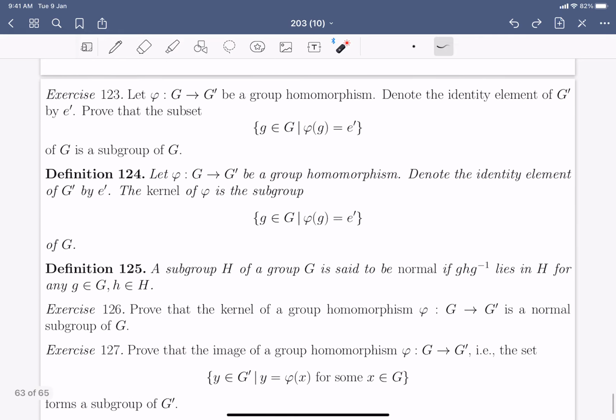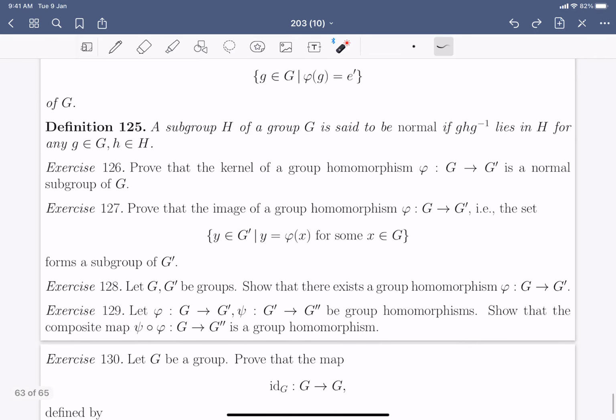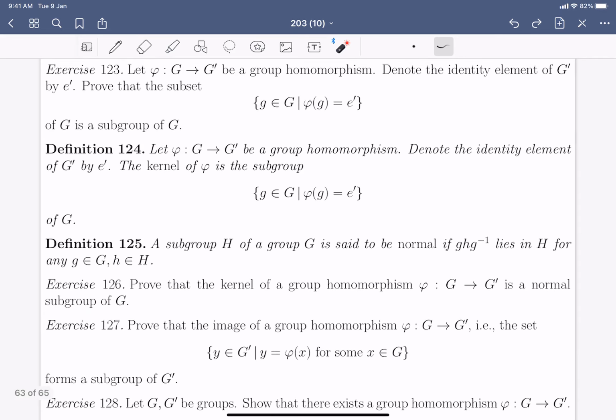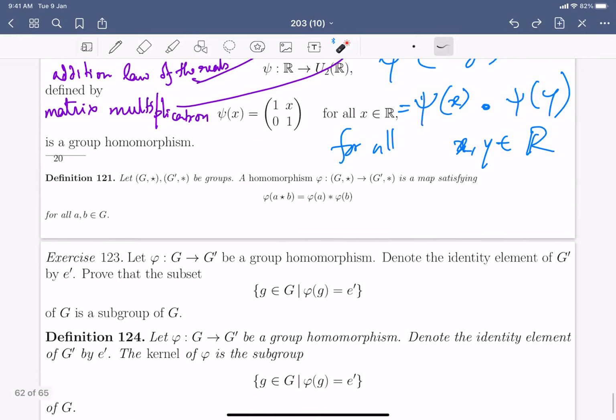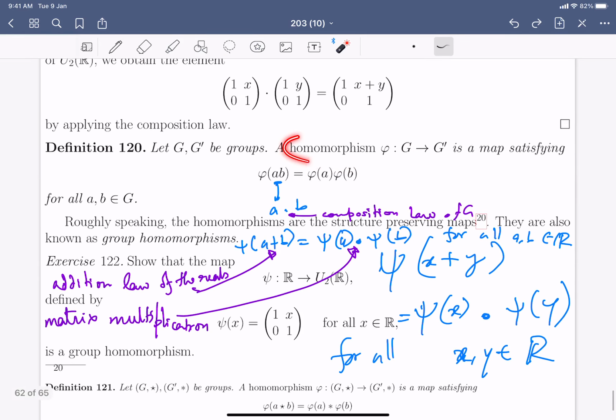So usually exercise 123 and exercise 127 are summarized as follows. We say that the kernel of a group homomorphism and the image of a group homomorphism form subgroups of the respective groups. So the kernel of a group homomorphism forms a subgroup of G. On the other hand, the image of a group homomorphism phi from G to G prime forms a subgroup of G prime.